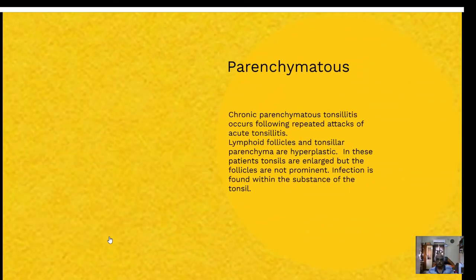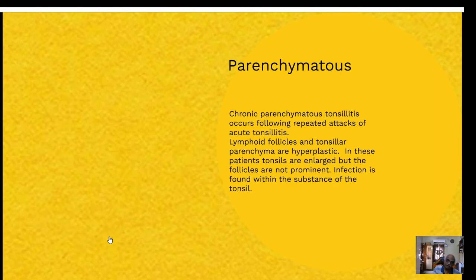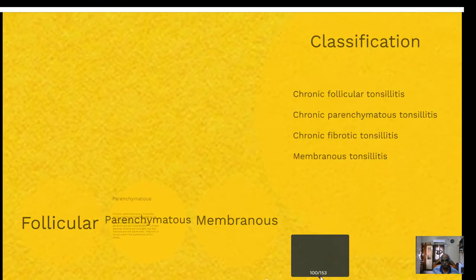Now let us come to chronic parenchymatous tonsillitis. This always occurs following repeated attacks of acute tonsillitis. The lymphoid follicles and tonsillar parenchyma are hyperplastic. In these patients, the tonsils undergo huge enlargement and the follicles are not prominent. The infection is found within the substance of the tonsil. This is the ideal case for surgery, tonsillectomy.